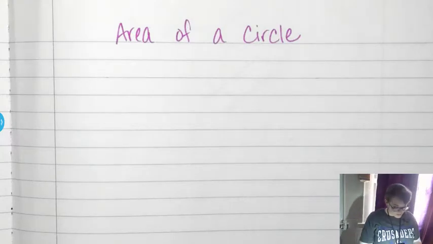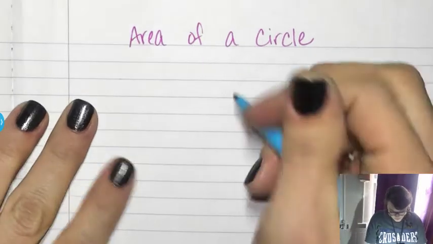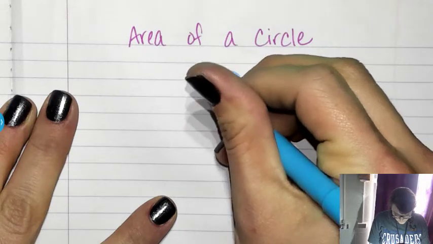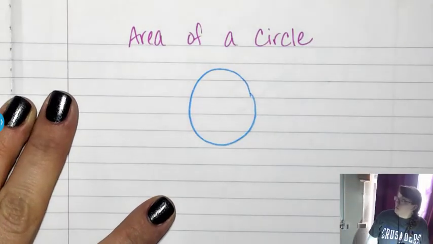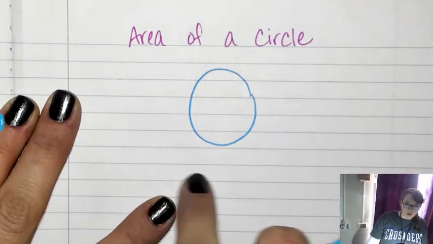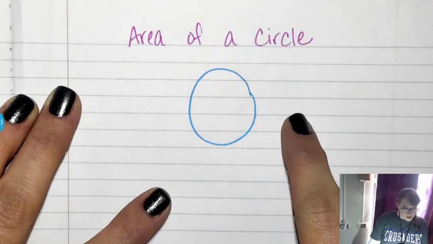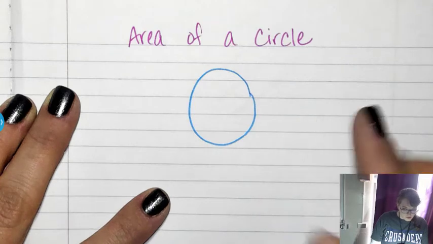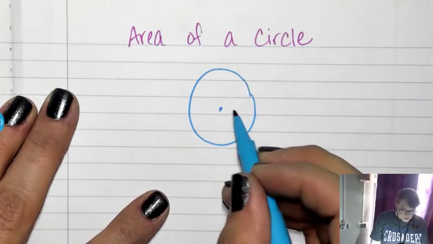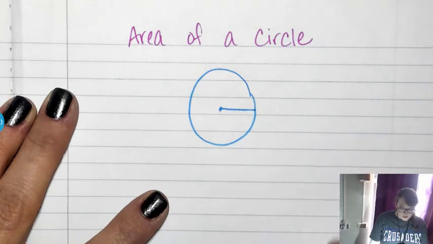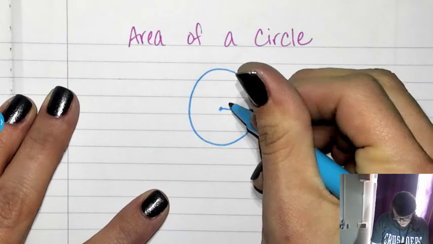Just as a refresher, if you have a circle, the distance around the circle is circumference. The distance from the center to the outside edge is radius.